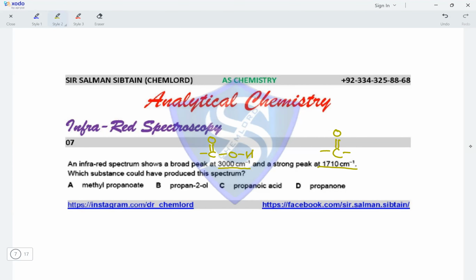The presence of a C double bond O group has been confirmed with both the peaks, and the presence of the OH group attached to the C double bond O group is confirmed with the peak present at 3000 wave numbers. So this should be a carboxylic acid. Therefore, option A is an ester, option B is an alcohol, option C is a carboxylic acid, option D is a ketone, making option C the correct option for this question.